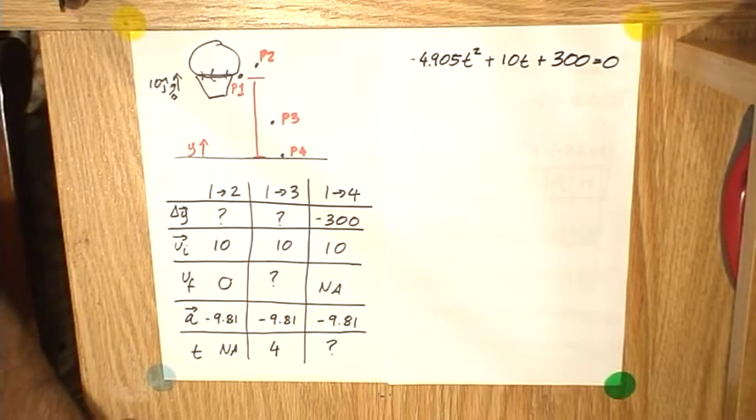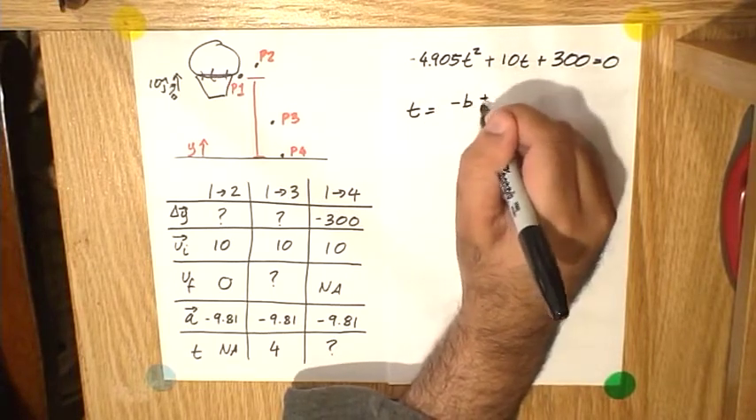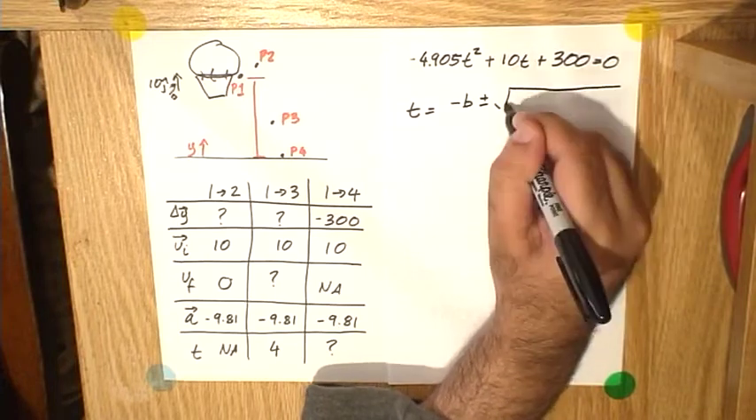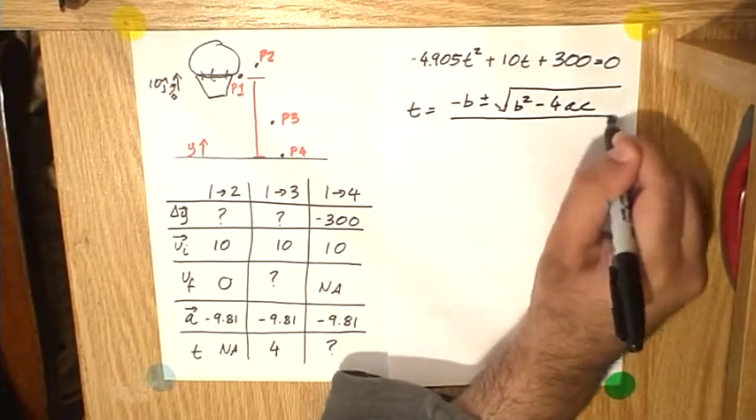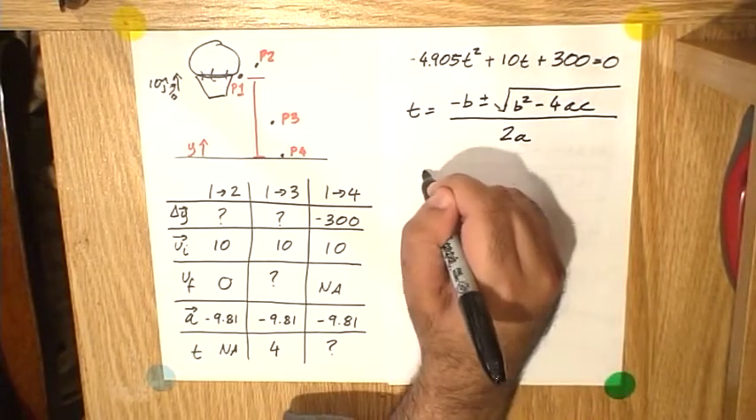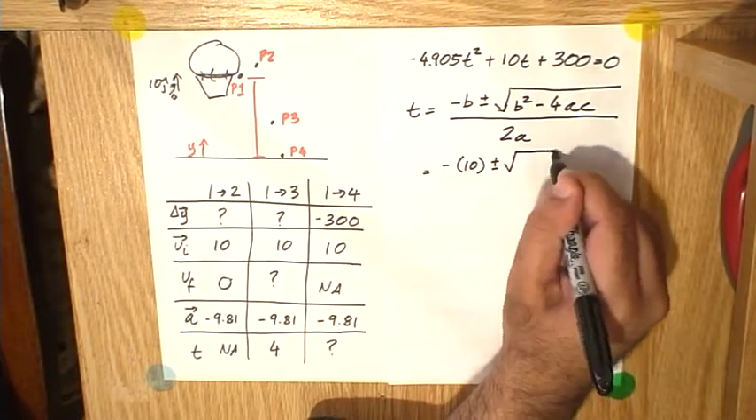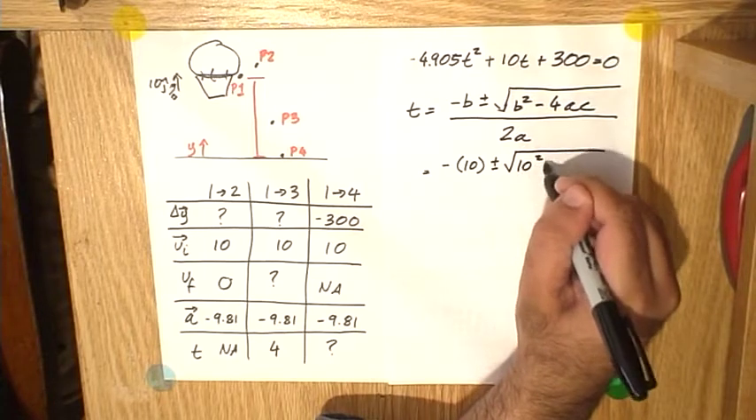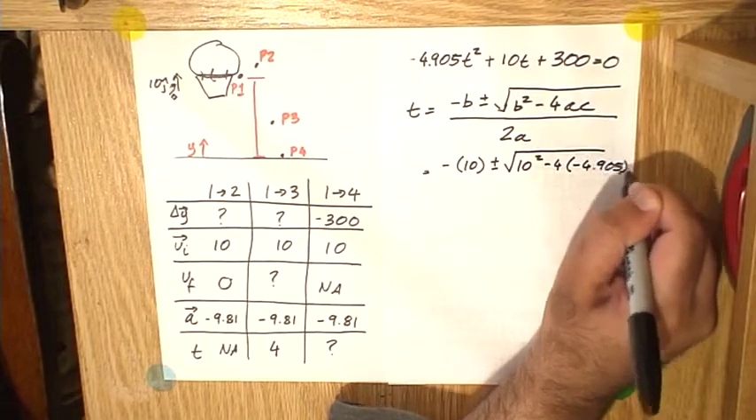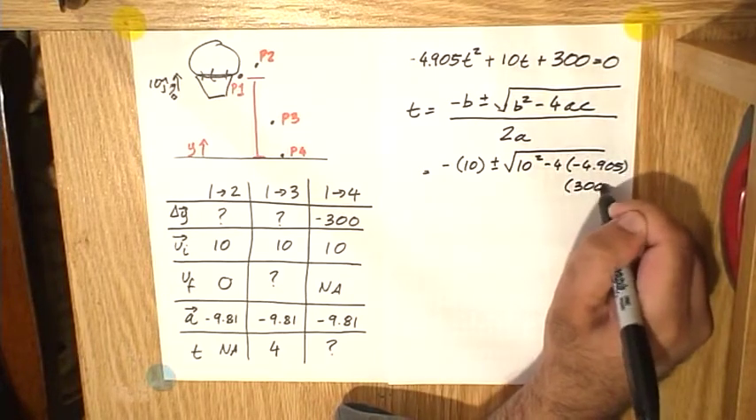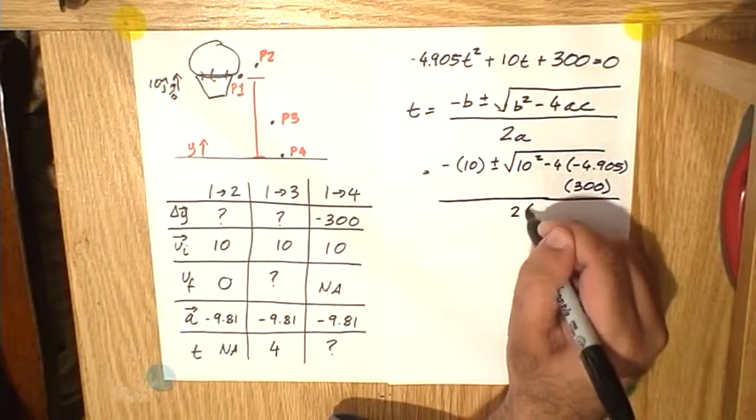This would now be solved using the quadratic formula. So time would be equal to negative b plus or minus the square root of b squared minus 4ac all divided by 2a, which equals negative 10 plus or minus square root of 10 squared minus 4 times a, negative 4.905, times c, which is 300, all divided by 2 times a.